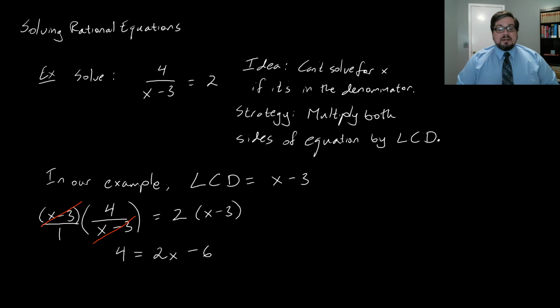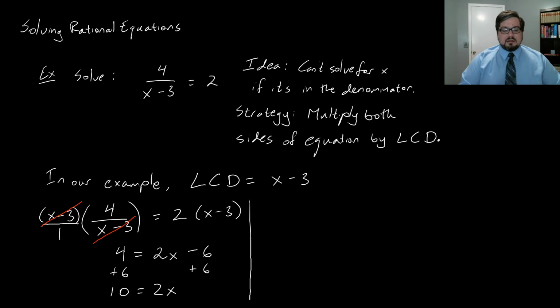Now, of course, at this point, this is a very simple linear equation. We know how to handle this. We've done this a few times now. So we can go and continue solving for x. We can add 6 to both sides in order to cancel out the negative 6, get 10 equals 2x. And then from the 10 equals 2x, we can divide both sides of the equation by 2 and arrive at 5 equals x.